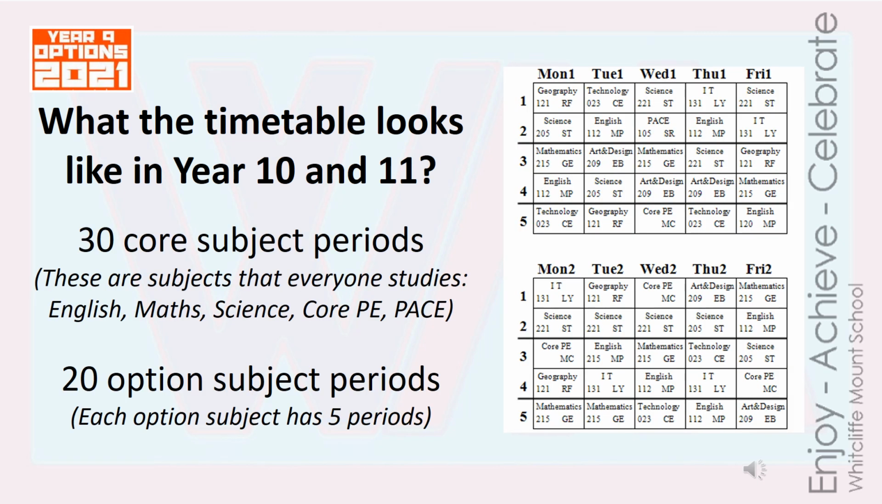So just a quick look at what our Key Stage 4 timetable looks like. You will have 30 periods of core subjects. They are the subjects that everybody does, so English, Maths, Science, Core PE and PACE, and then 20 periods across the timetable for your option subjects. So each option subject will have 5 periods, and that's what it would look like.